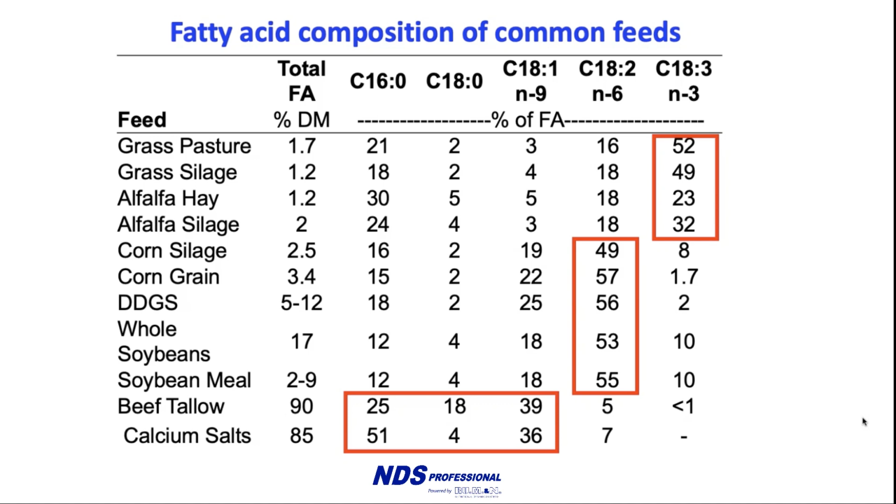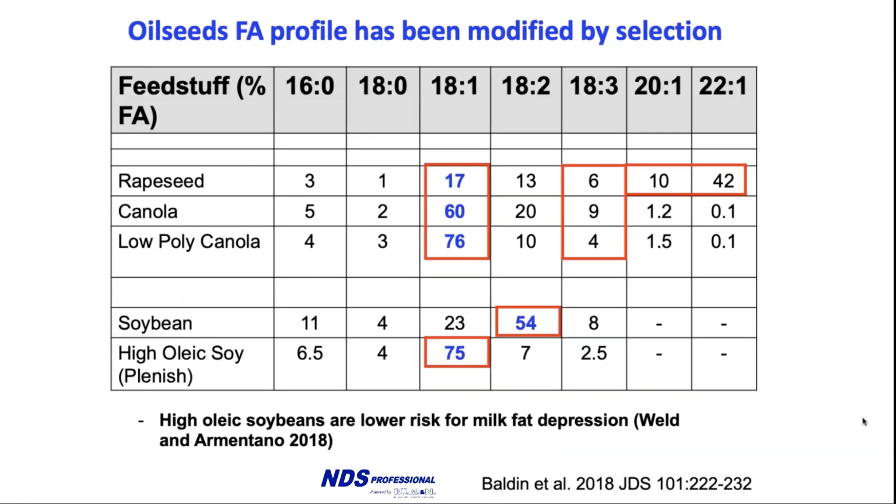So in general, 18:2 is thought of as the higher risk for milk fat depression. It's hard to say exactly what that number is, but we probably consider 18:2 fatty acid to be maybe 2 to 3 times the risk for disturbing rumen fermentation and causing milk fat depression compared to 18:1 or 18:3. So we really have to watch out for these corn and soybean fatty acids.